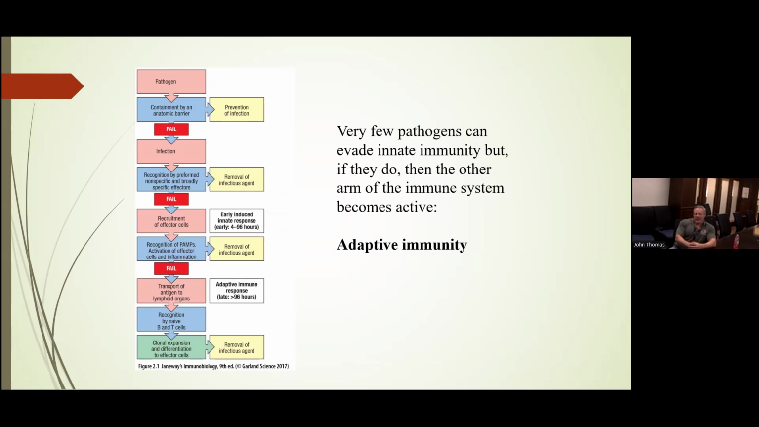So now you've got infection established under the skin, but you still have a system of preformed, non-specific, and broadly specific effectors that can come in and respond to the pathogen. These would be things like the toll-like receptors within the cells that are encountering pathogen. And hopefully this would lead to the removal of the infectious agent. If, however, this still fails and you now have the beginning of the establishment of infection, then you're going to lead to the recruitment of effector cells, and now you're going to get what's called the early induced innate response. And this is going to be the immune response that most people are going to generate within the first 3 to 4 days of encountering a pathogen.